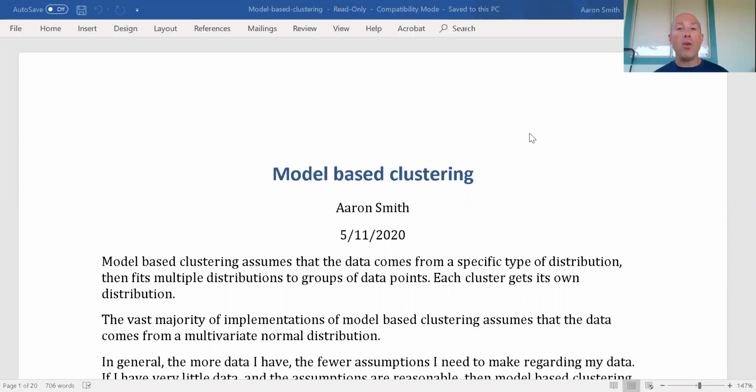What we want to do is take our data and assume that we have some kind of distribution. How specific we want to be will depend on what we understand about the data beforehand. Then we run our model to find the best clustering, the best densities for our data. So the big concept here is that clusters correspond to different probability densities.